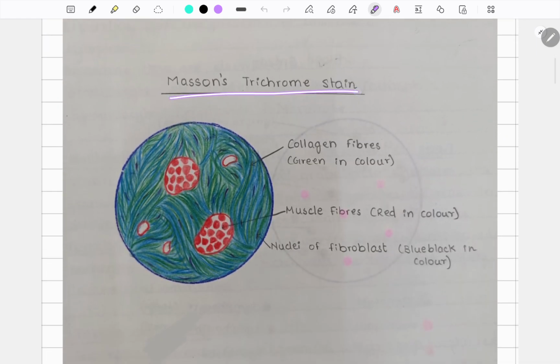Then Masson's trichrome stain. As written, collagen fibers will be stained green or blue in color. The muscle fibers will be stained in red color, and also the keratin if present or cytoplasm if present will be stained in red color, and the nuclei will be stained in black color. So see, this will be the nuclei which will be stained in black color. This is very easy to identify in a slide. Everything will be blue or green, the collagen fibers, and there will be muscle fibers present in between with red color.